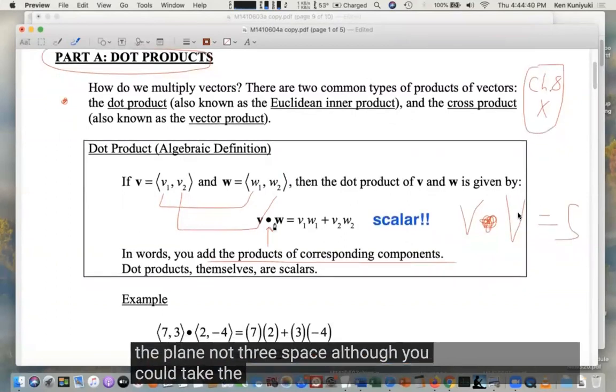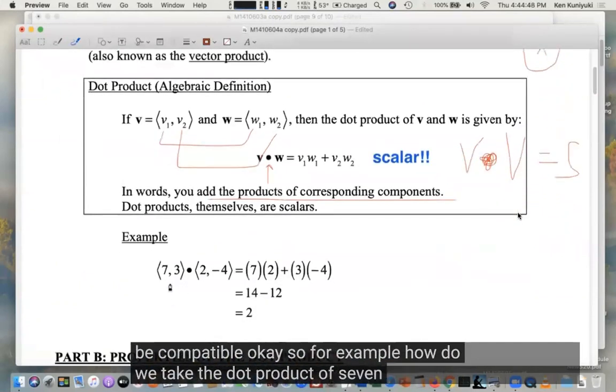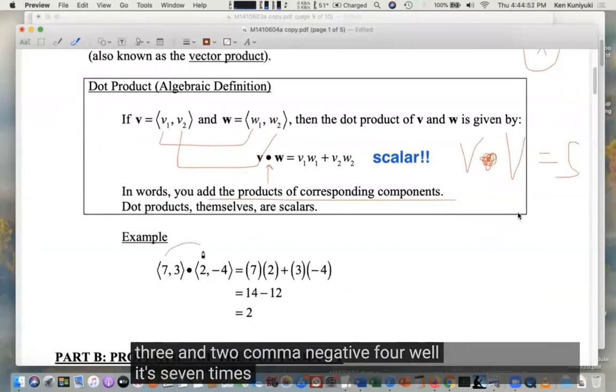Although you could take the dot product between two vectors in three space, they have to be compatible. Okay, so for example, how do we take the dot product of 7, 3 and 2, -4? Well, it's 7 times 2 plus 3 times -4.